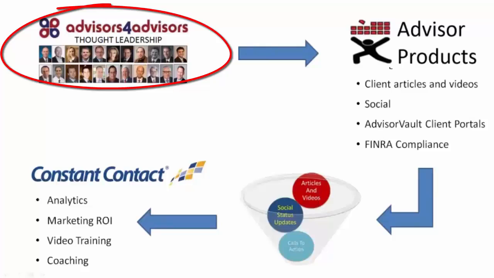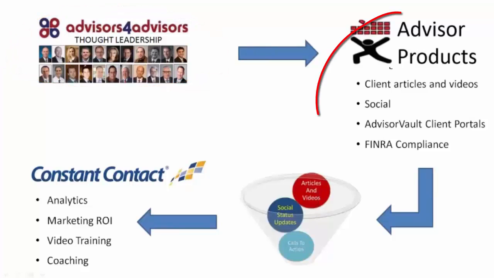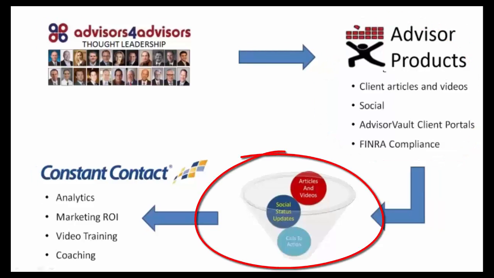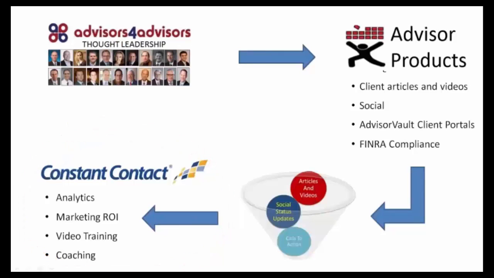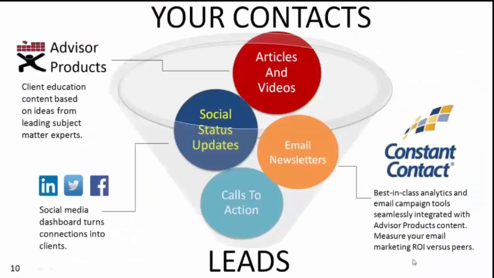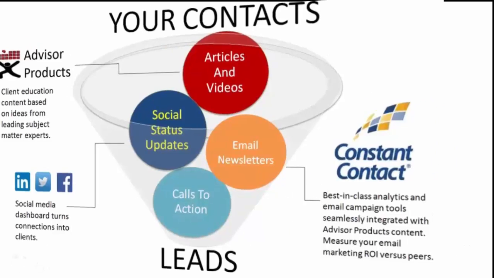This schematic illustrates the big picture, what it really means to you. In short, what's happening is A4A creates these weekly webinars. Then Advisor Products turns that information, that knowledge from thought leaders, into videos, articles, and tweets on social media. And most importantly, it's going to turn it into email newsletters, enabling you to measure the results in Constant Contact. Advisor Products with Constant Contact gives you a marketing funnel, which is sometimes called inbound marketing, article marketing, or content marketing. Constant Contact with Advisor Products provides you an easy way to use a proven method for converting contacts into leads and leads into assets under management, and it is all measurable.